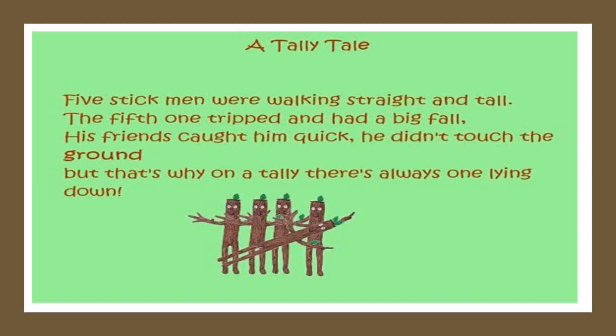Here is a tally tale to understand tally marks. Five stick men were walking straight and tall. The fifth one tripped and had a big fall. His friends caught him quick. He didn't touch the ground, but that's why on our tally there is always one lying down.